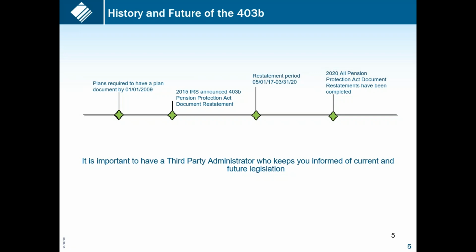Back in the 2007-2008 timeframe, the IRS and DOL stepped in and wanted to get the 403B organized and easier to monitor. So they required these plans to get a plan document in place by January 1st, 2009. This is where we began with most of you. The plan document outlines the provisions of the plan.